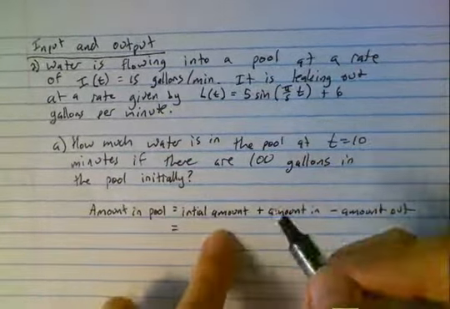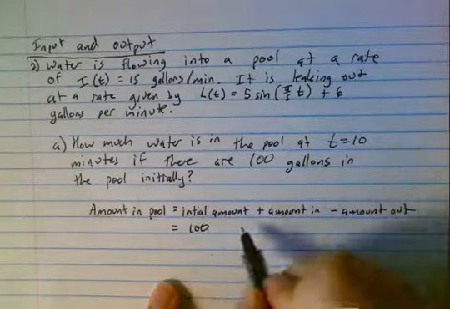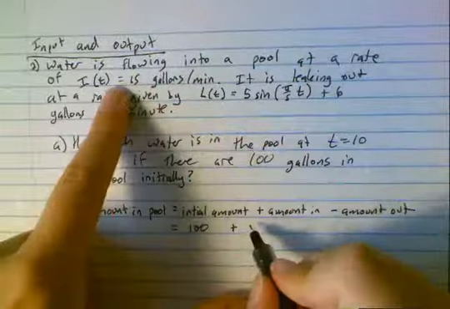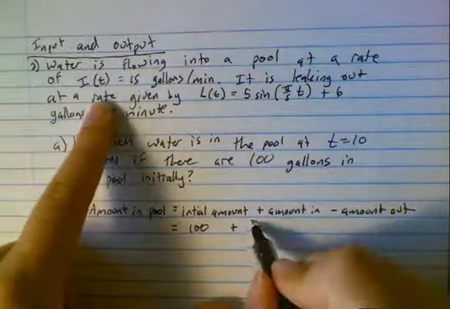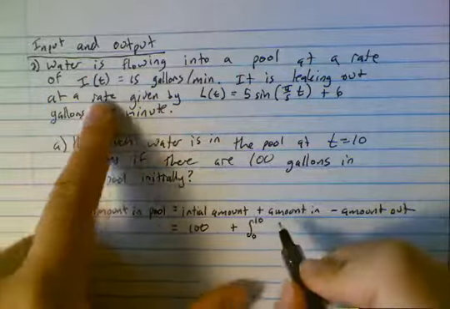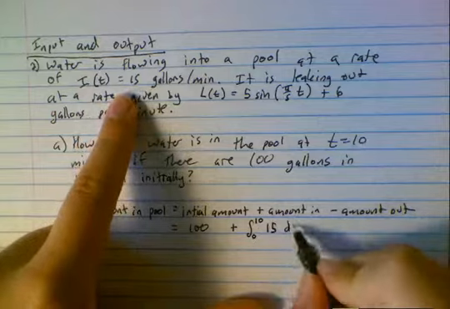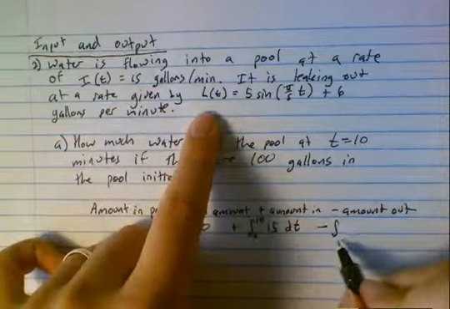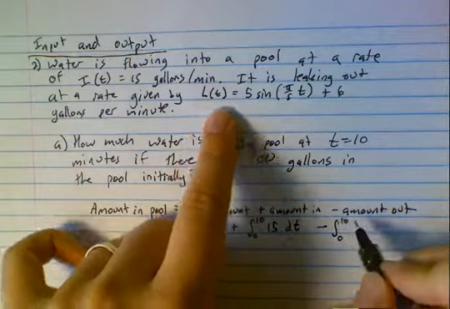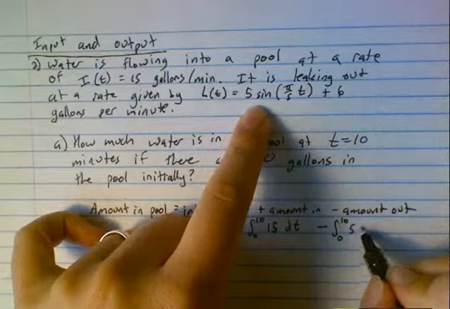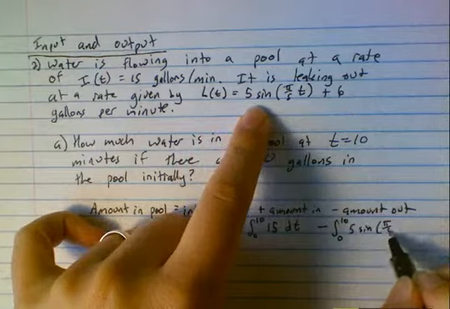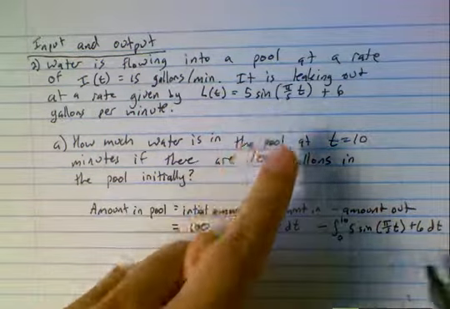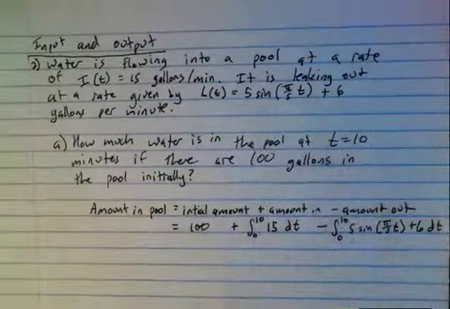And both of these, the amount in and the amount out, are accumulation. So we are told the initial amount, it's initially 100 gallons. Accumulation, well, if we look at what's flowing into the pool, from the start to 10 of 15, and then we're going to take out the amount out from 0 to 10. This is 5 sine pi over 5 t plus 6, because that's the total amount that leaks out if we look at these things separately.